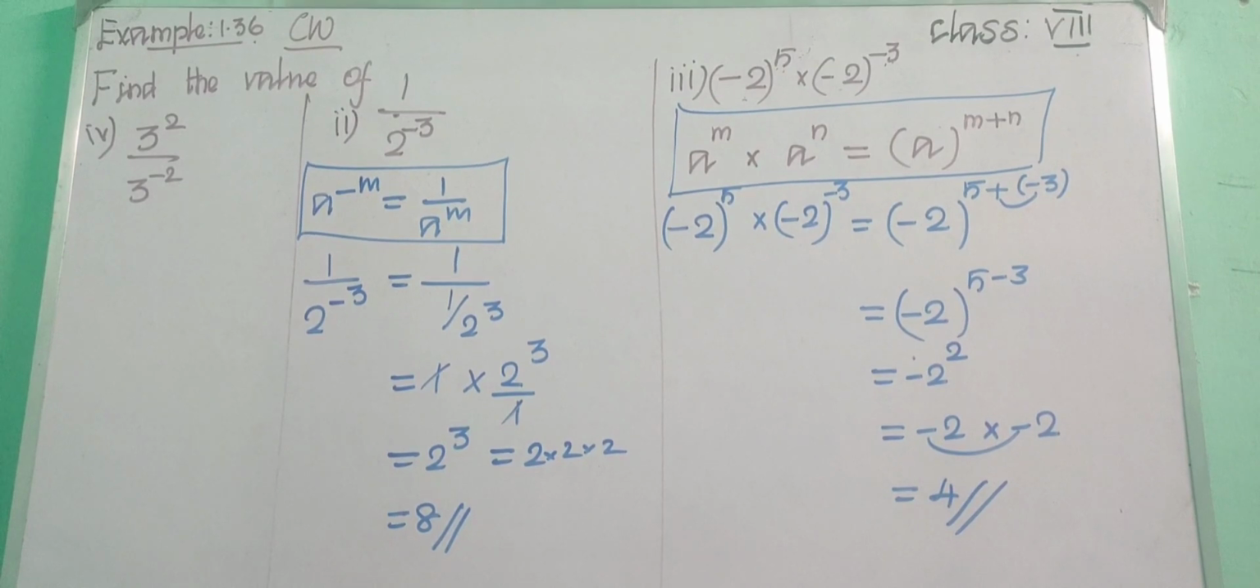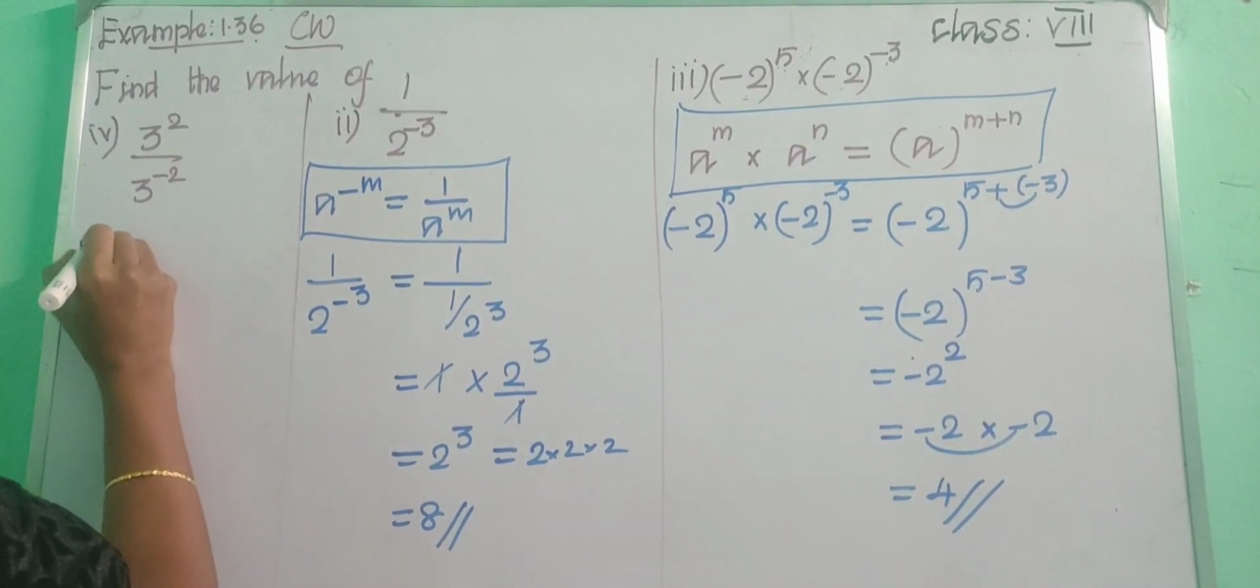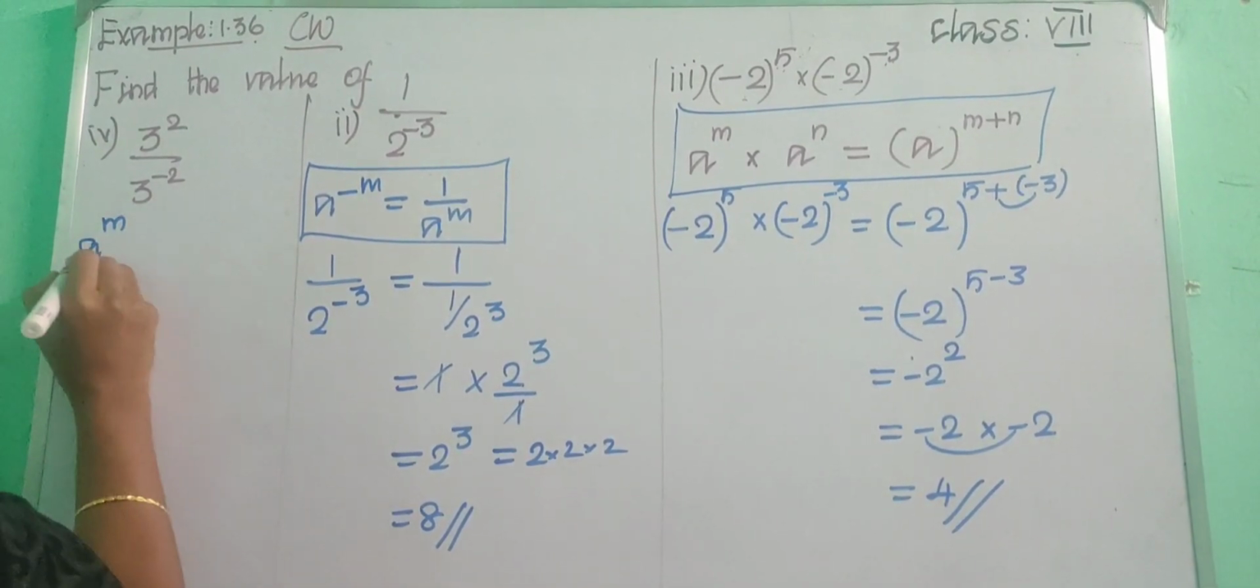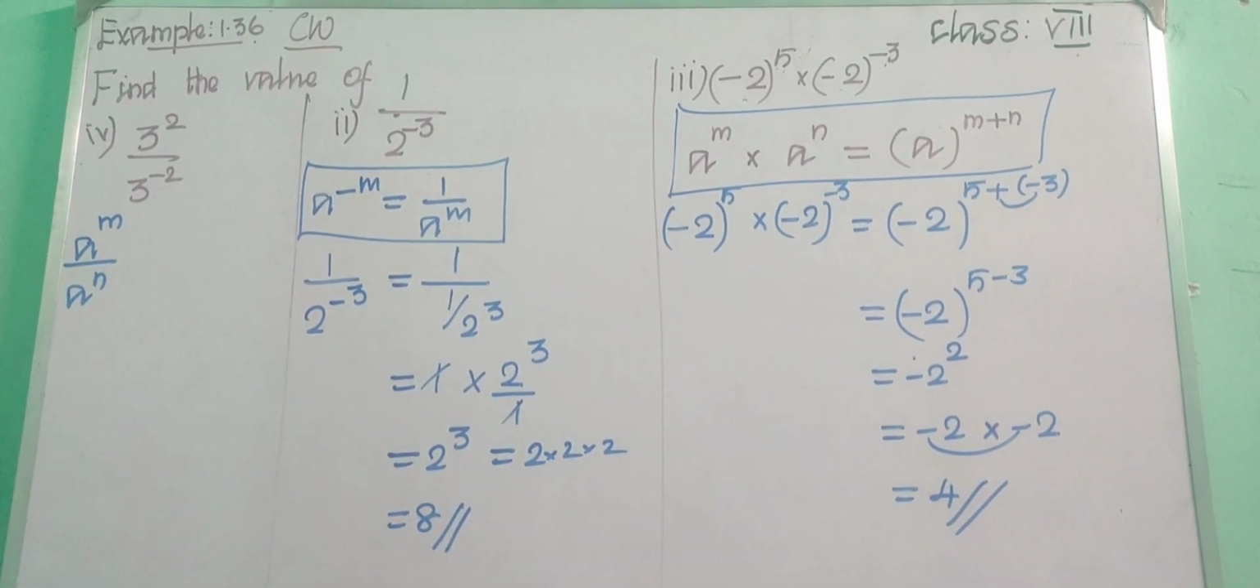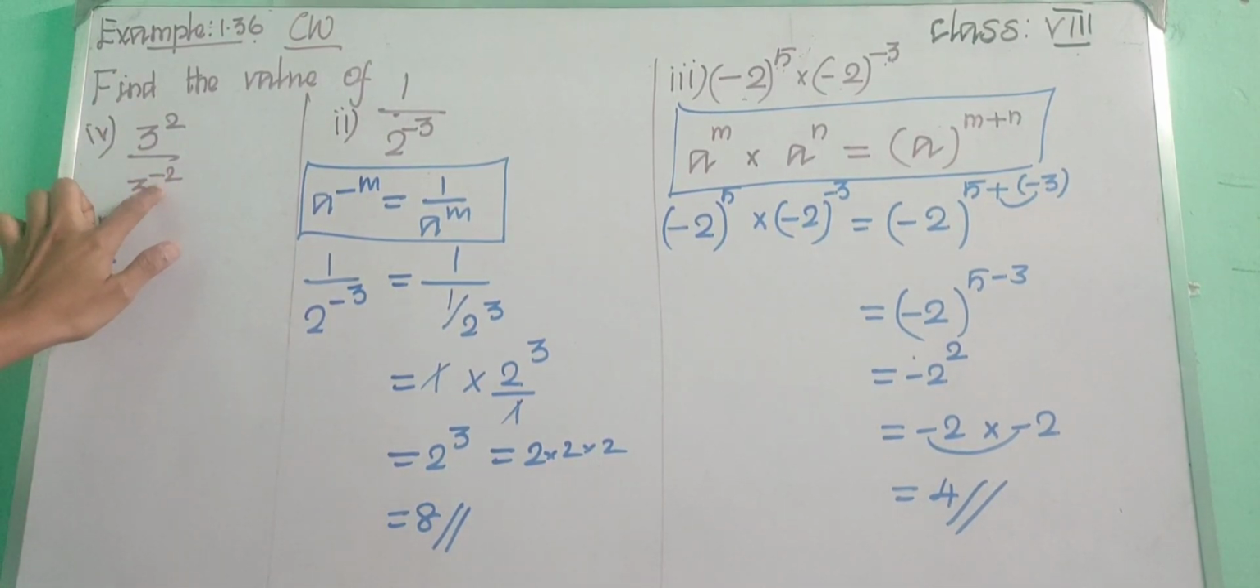The fourth question is 3 power 2 by 3 power minus 2. It seems like a power m, a power n. Same base, right? 3 is 3 and here also 3. So same base, a power m. Here it is minus 2, so it is different powers, different exponent.